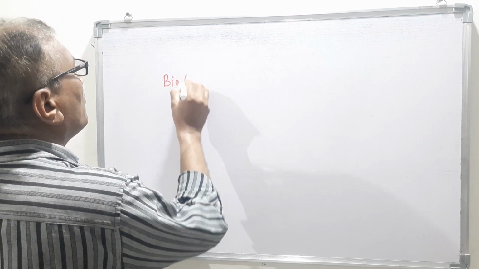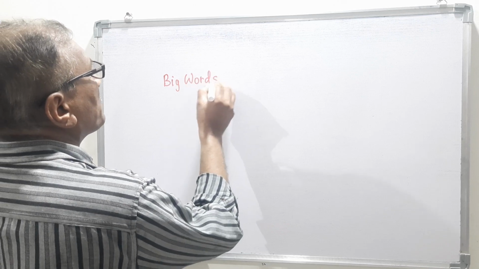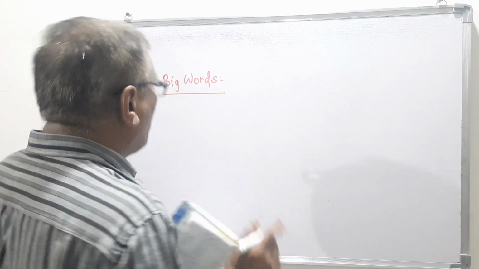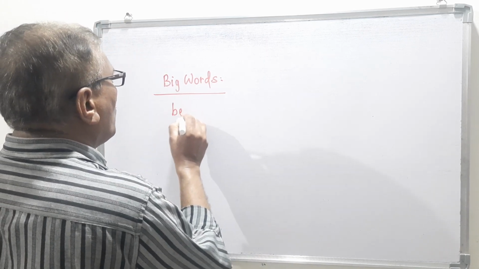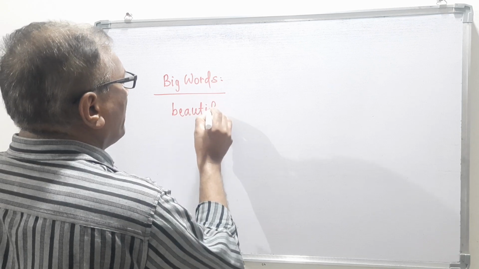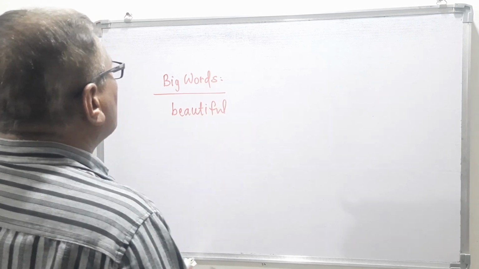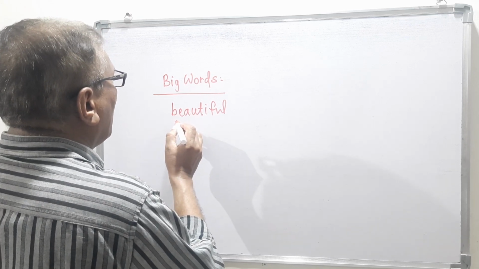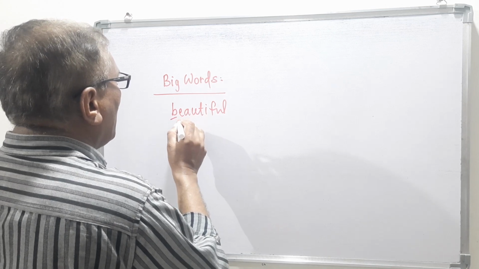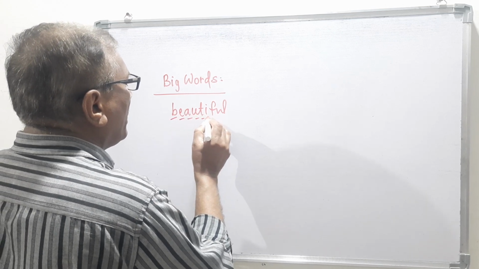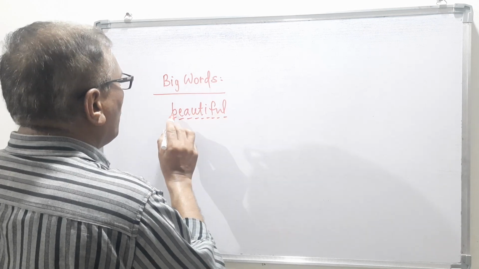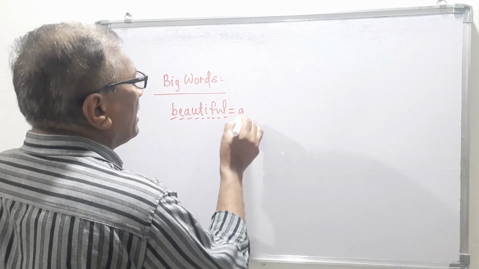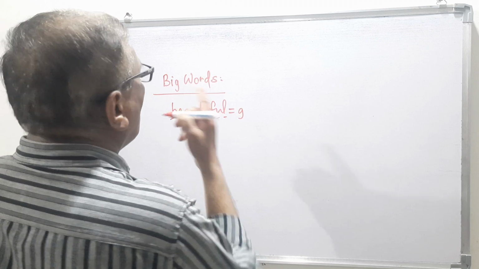Now we are discussing the big words. Remember bigger words. What are big words now? For example, there is beautiful. So remember this is the beautiful word. This is a big word because there are many alphabets. I will count them: B, E, A, U, T, I, F, U, L. Means 1, 2, 3, 4, 5, 6, 7, 8, 9. So there are 9 alphabets. So this is a big word.